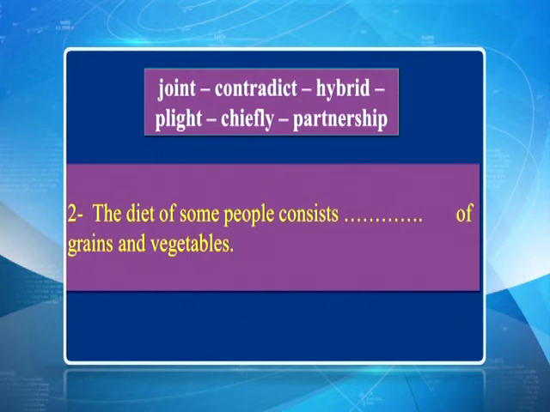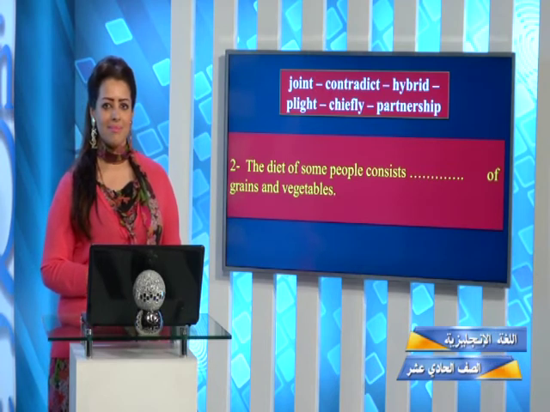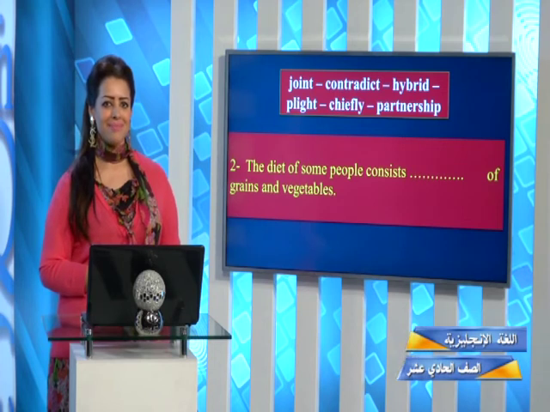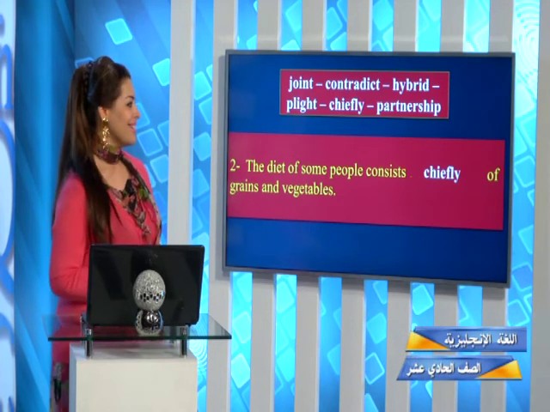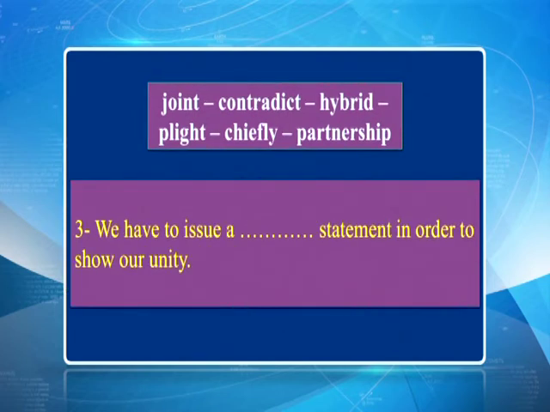Let's read it together. The diet of some people consists, blank, of grains and vegetables. Read the words above. Think about the sentence and then answer. What do you think is the answer? It is chiefly. Terrific. The diet of some people consists chiefly of grains and vegetables. Well done for those who are trying, even if you've got it wrong, but excellent try.